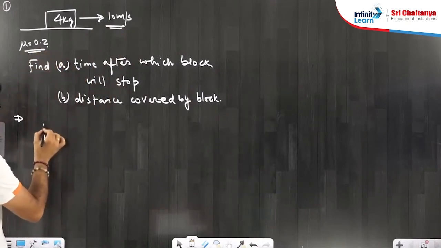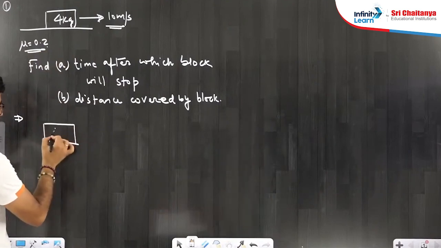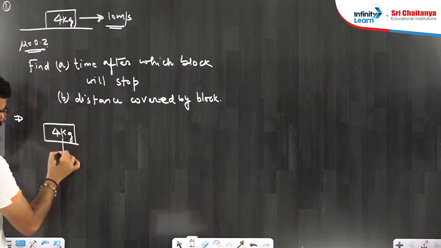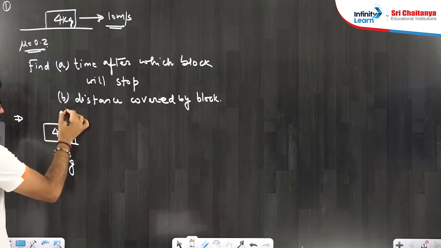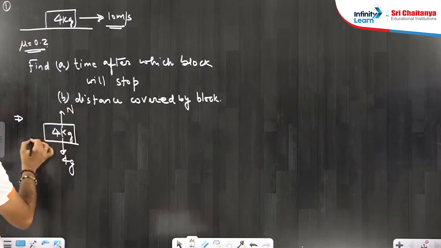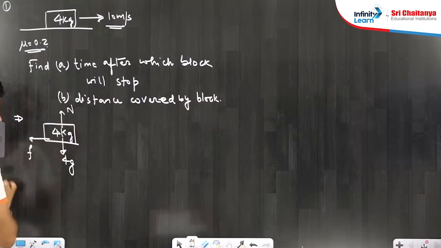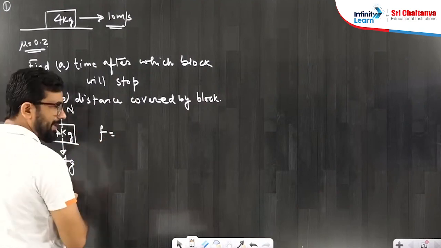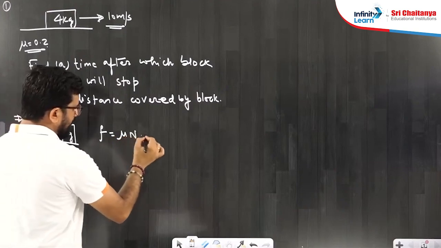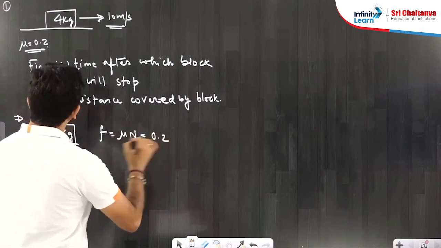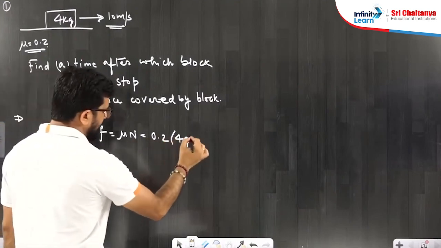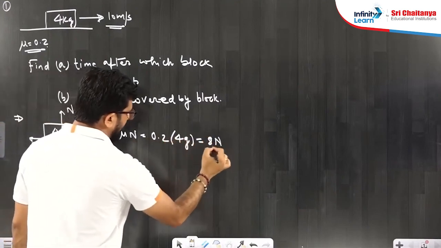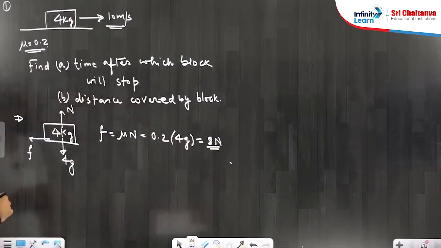So for that we will make the FBD here. This is a 4 kg block and there would be 4g force downward, and there would be one normal acting here and one friction force in opposite direction. And what is the friction force value? You will say mu into N. Mu is 0.2 and N is nothing else but 4g. You can put 4 into g, that means it is equal to 8 Newton. That 8 Newton is the friction force.